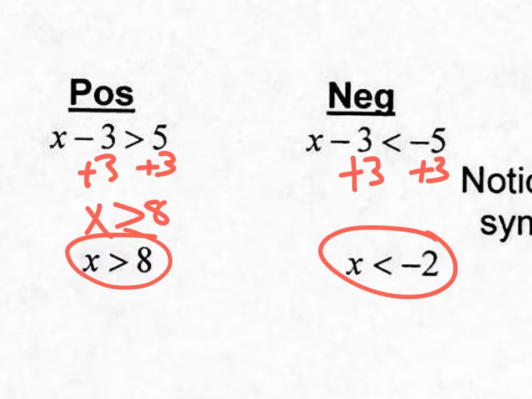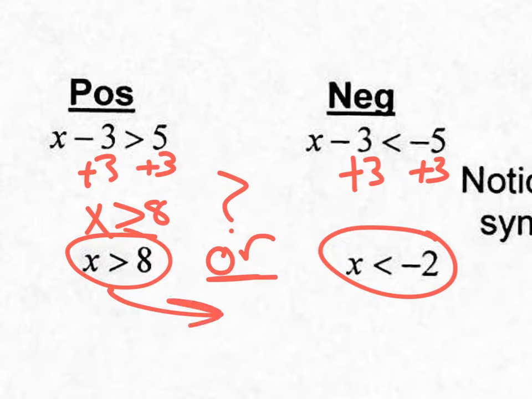Now, the question is, do I write both of these answers together as a compound inequality, or do I just put the word or right between them? That's the question. I don't know if I'm going to put the word or right between them, or if I'm going to actually write both of these together. So how do I do that? Let me erase this.